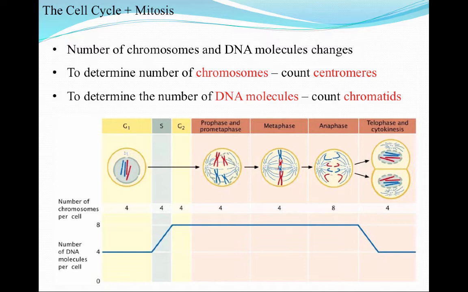To determine the number of chromosomes, it's easiest to count the centromeres. That's why we spent so much time on part B of this lecture learning about the centromeres. If you want to count the number of DNA molecules, also known as the copies of DNA, then you count the chromatids. Those chromatids are going to be the individual chromosomes. So it would be like chromosome 1 from mom. That's one chromatid, whereas one chromosome from dad would be another chromatid.